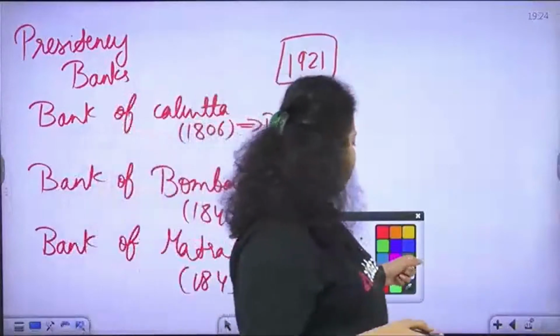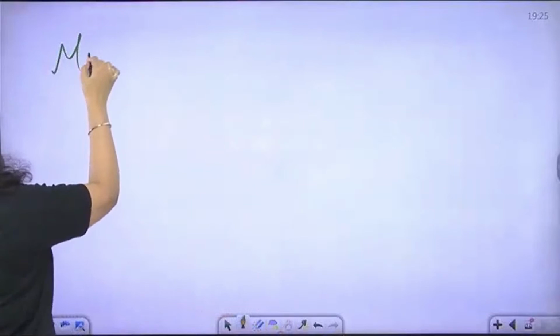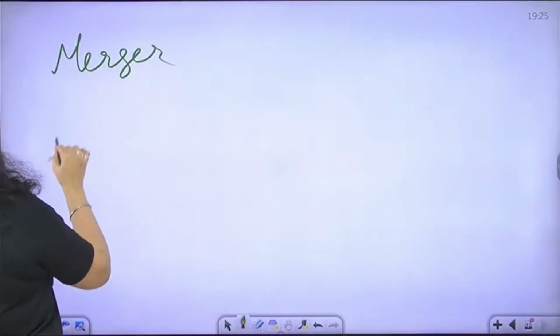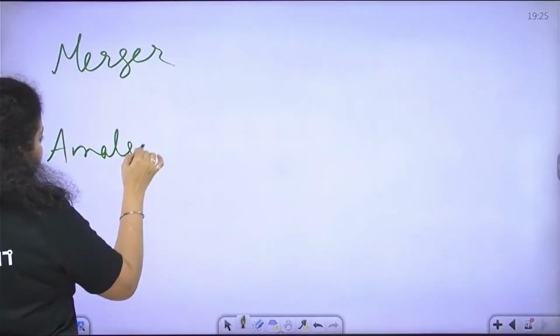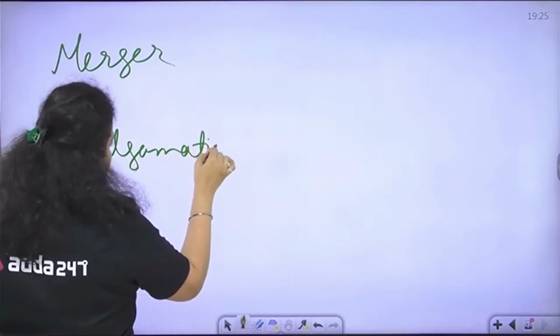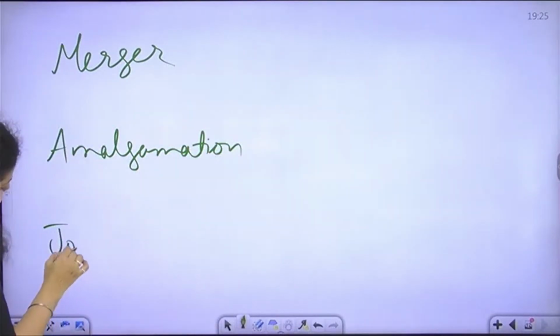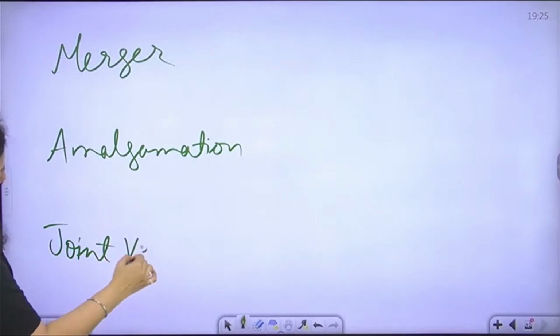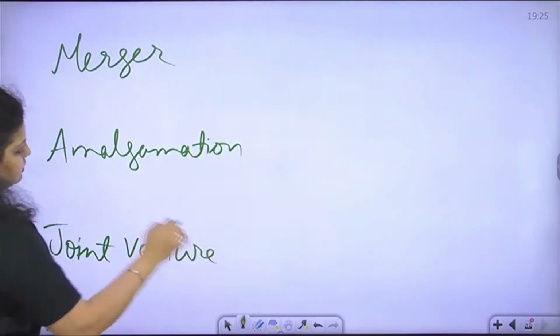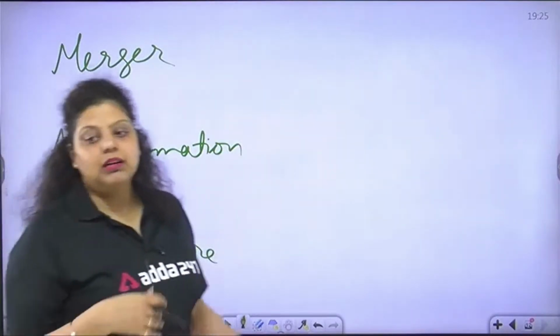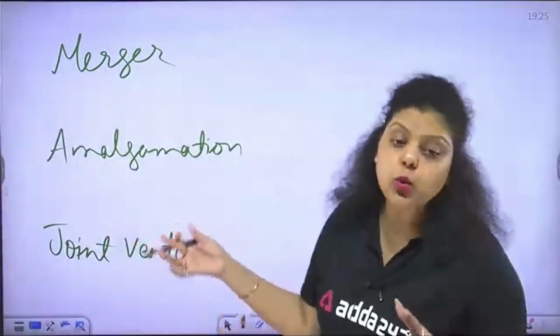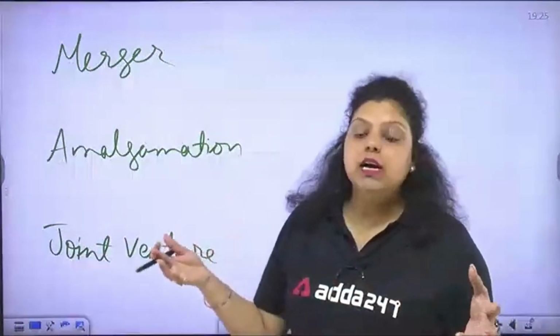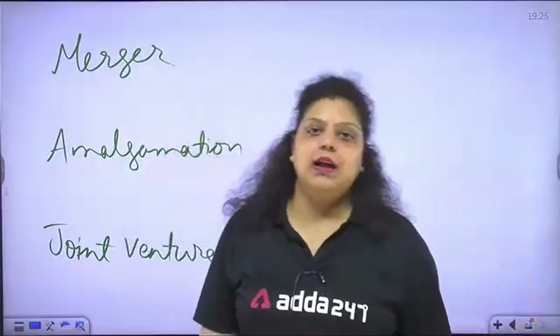Now, what does amalgamation mean? There are 3 terms: merger, amalgamation, and then we have joint venture. These 3 terms are very common, and all of you have heard about them. If I talk about the merger, merger means what? When 2 companies come together, they merge their 100% assets and liabilities and work together.